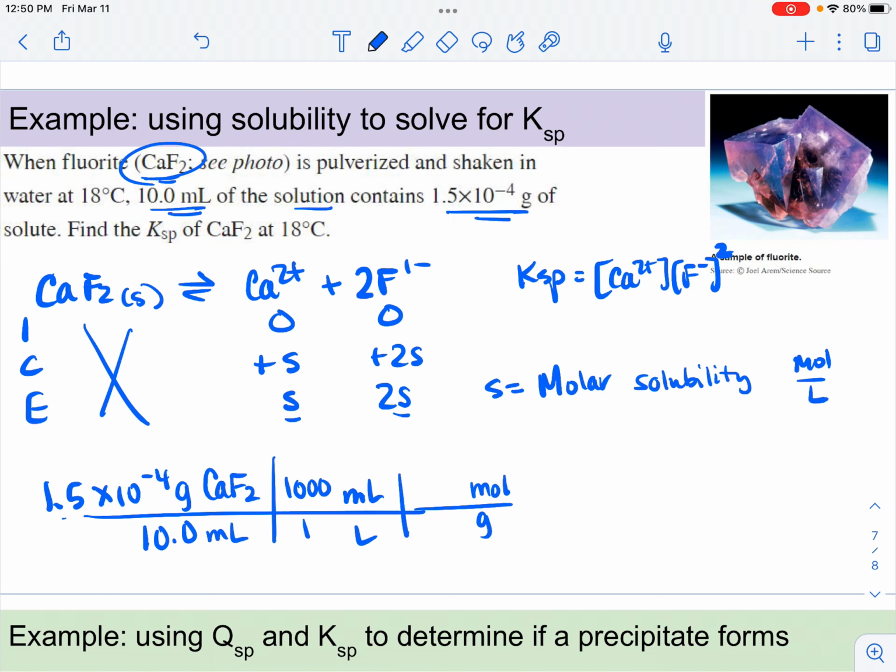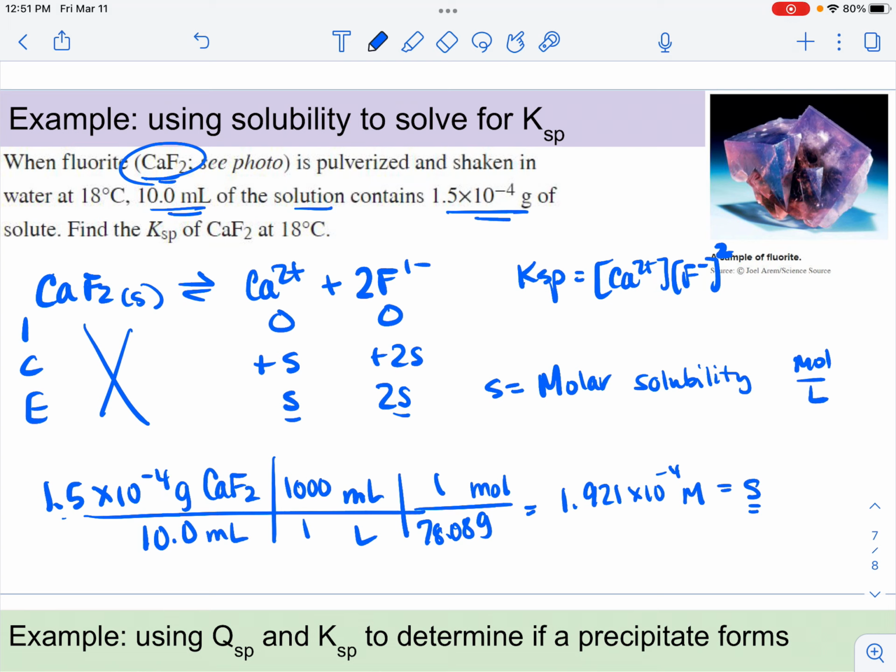So when I look up CaF2 on the periodic table, I find that its molar mass is 78.08 grams in 1 mole, and that gives me 1.9211 times 10 to the negative 4th molar. Okay, and remember that this is how much dissolved, so this is our molar solubility, so this equals S. That's the theory that you have to know.